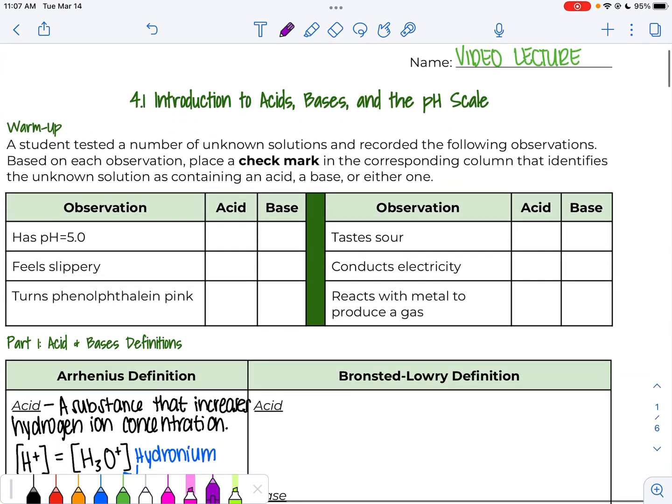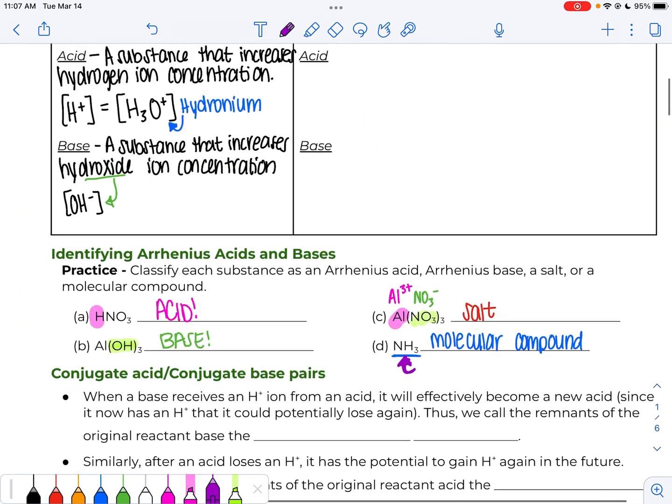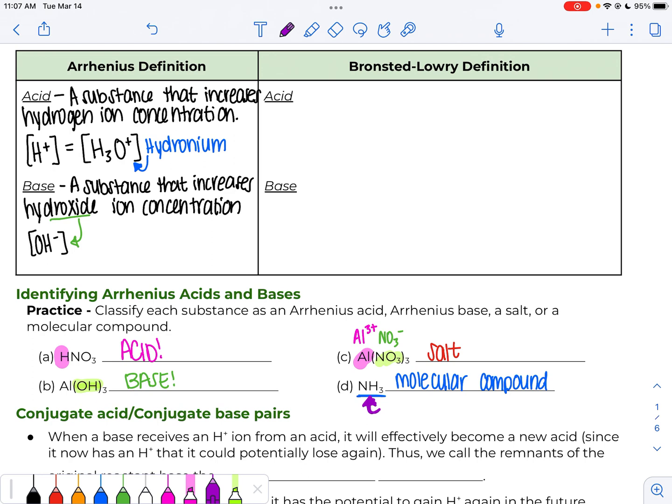So I gave you some hints up here that you can use to check your answers, to see if you got some of those base properties. But NH3, ammonia, has properties of bases. So our Arrhenius definition isn't very good. If this thing is a base, but it doesn't increase hydroxide ion concentrations, we need a better definition. So Bronsted and Lowry came up with one that was way better, and this is the one that we will mostly use today.